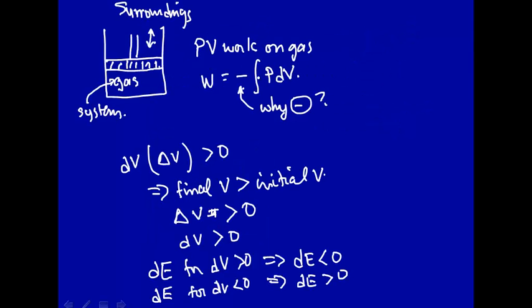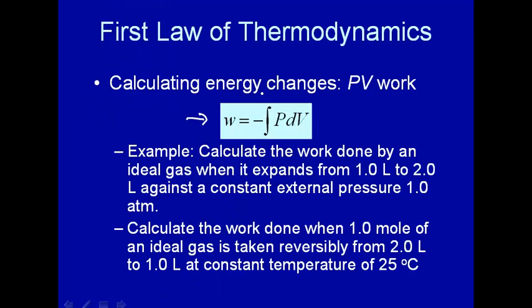Okay, so that's how you calculate work, PV work on a gas, done by the gas or done on the gas: minus the integral of PdV. And this integral, if we want to make it definite, will be from the initial volume, V1, to the final volume, V2. Okay, so that's a definite integral. All right, so I hope we understand that.